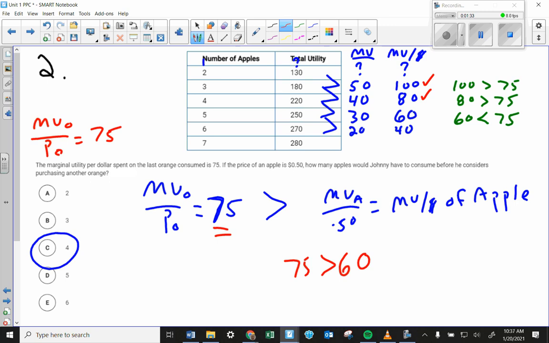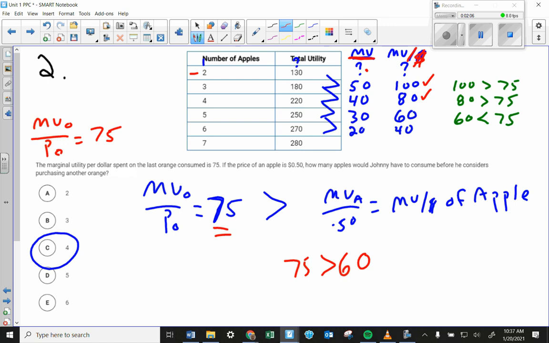So what you have to do is go in and calculate up here. You have to calculate the marginal utility of all the apples, and you don't know number 2 because we didn't start at number 1. We started with number 2, so we don't know the marginal utility for the second unit. But then the third one is just 180 minus 130. The fourth one is 220 minus 180. The fifth one is 250 minus 220, and so on and so forth. Then the marginal utility per dollar, you just divide by the dollar amount. And so you end up getting 100, 80, 60, and 40.